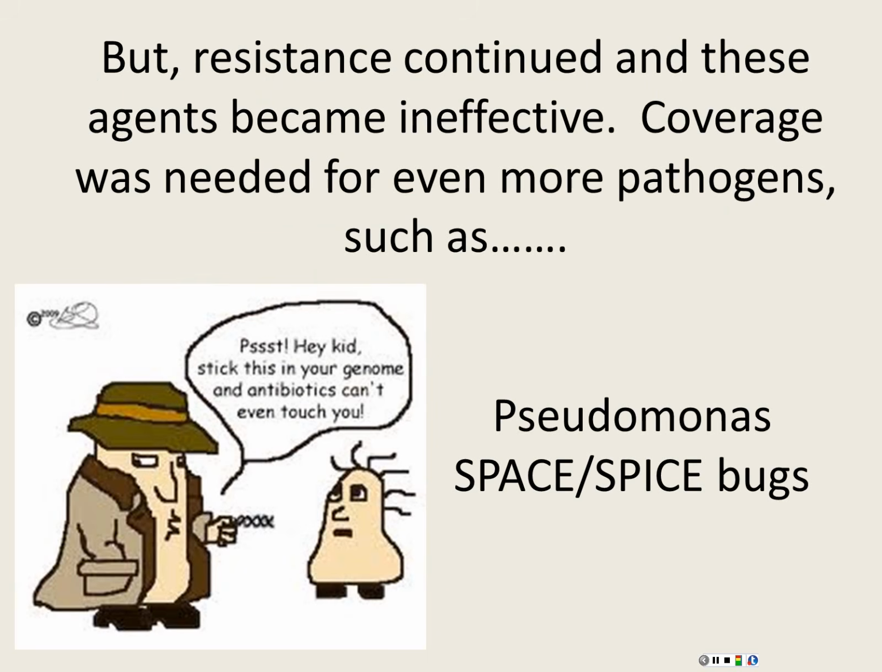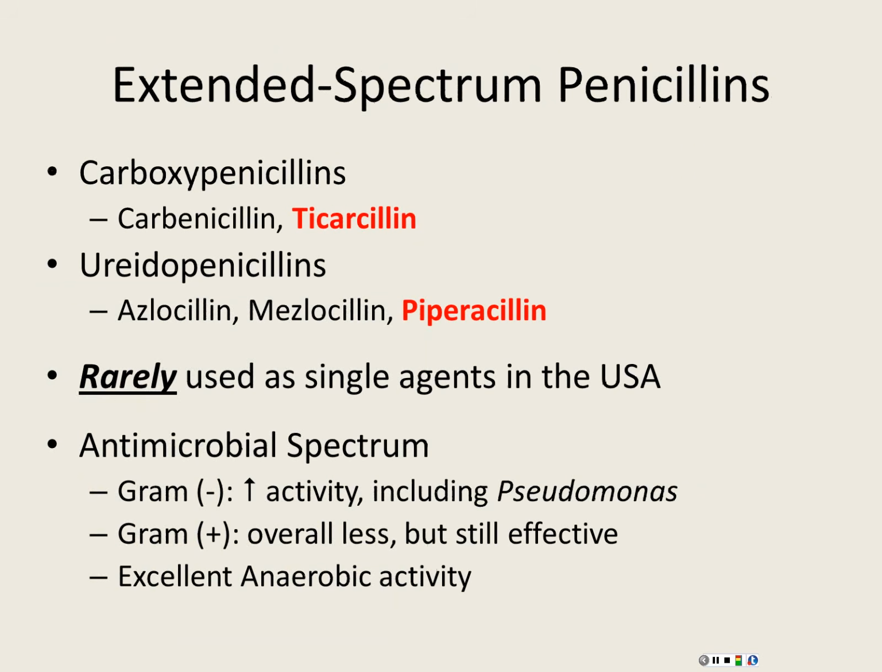So, oh no, our sad story continues. Poor aminopenicillins, right? They're just not stable enough against all of those different beta-lactamases that we have today. And so we can't just stop with the development of ampicillin and amoxicillin. Now we've got to develop even more potent penicillins. So this is my silly cartoon of, hey, I want to stick this in your genome so that we need more potent antibiotics. So what are those extended spectrum penicillins?